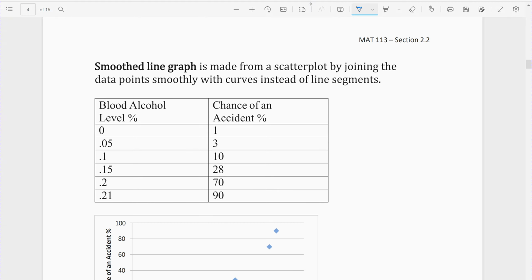Alright, so the next set of notes, we're going to look at the behavior of graphs, understanding what the graph is telling you in terms of how a graph is growing and declining. First, understand the difference between a smooth graph, because that's what we're going to look at, a scatter graph, and a line graph.